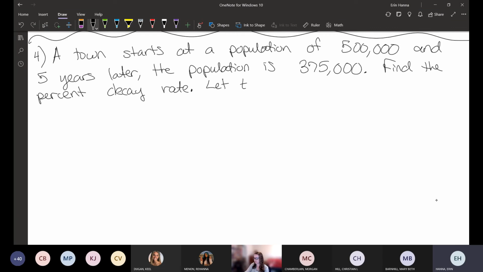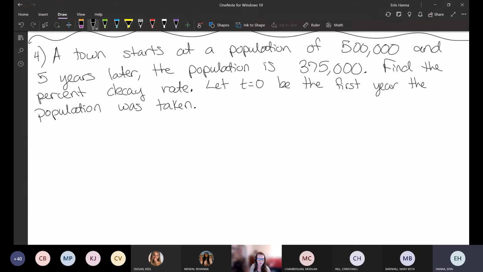Let me say one last thing. Let t equals 0 be the first year. This is poorly worded. Essentially, we're going to let the 500,000 be time 0. I don't like how I worded that, but we're running out of time. So we essentially have 2 points: 0, 500,000, and then 5 years later, 375,000. What we can do with those 2 points is set them up in the equation P equals P naught a to the t, find the a value, and then get the r value from that.